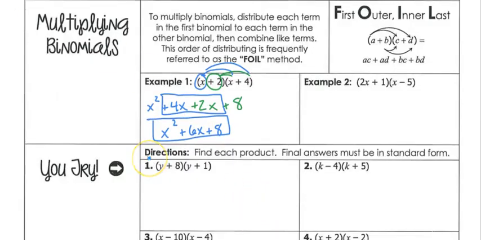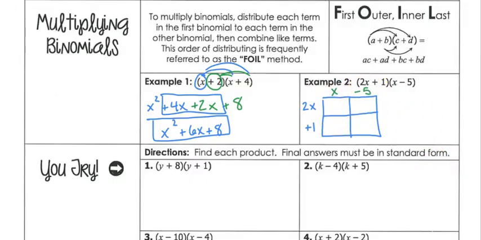Now, a second way to do this problem is something called the box method. So I'm going to show you that as well. And just like everything else where I show you multiple ways, you pick the one that makes the most sense to your brain. So I'm going to take my first set of parentheses, I'm going to put it down here, one in each box. So I have 2x and then positive 1. And then my second set of parentheses, I have x and then -5.